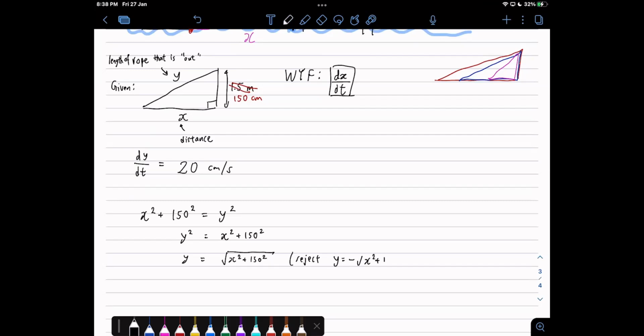Because y is a length. Since y is a length, and the length is positive, then we proceed to find dy by dx first.